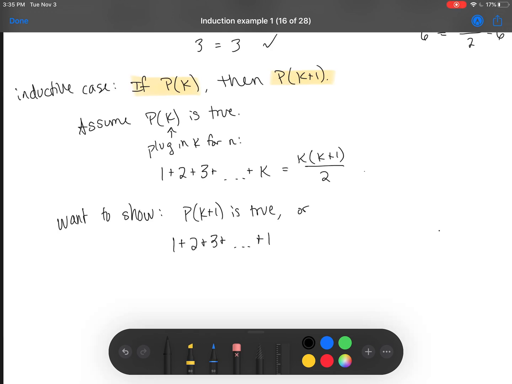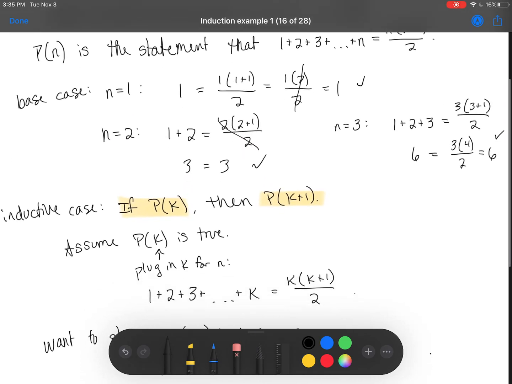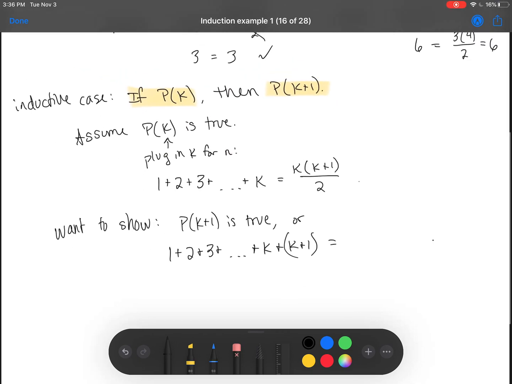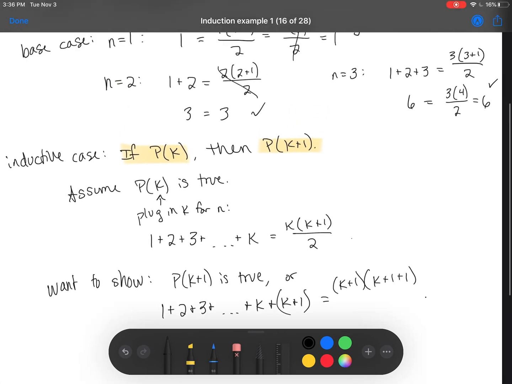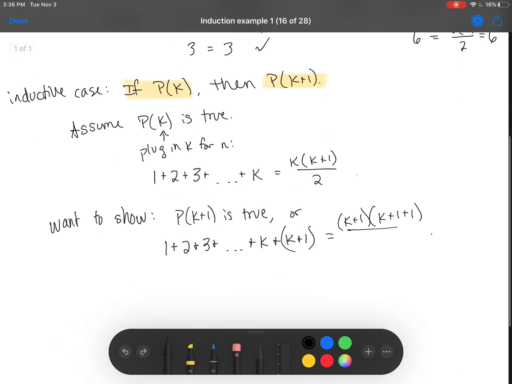That means that when we add the numbers 1 through k plus 1, so that's just one more number there, then we get the right-hand side with k plus 1 plugged in for n. So plugging in k plus 1 for n, up here would be k plus 1, and then k plus 1 plus 1 over 2.